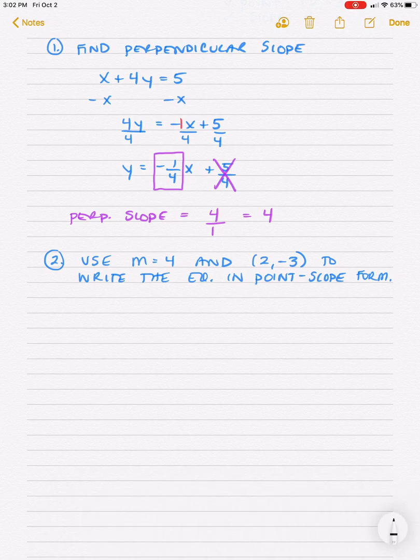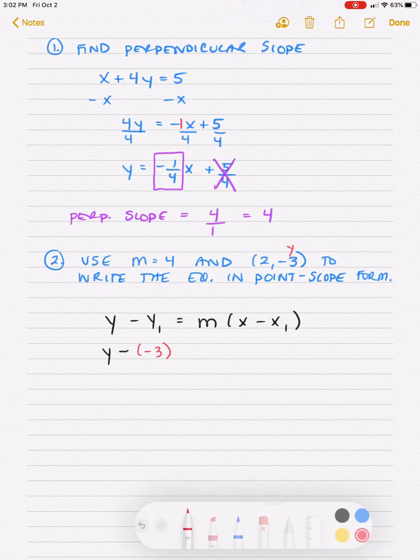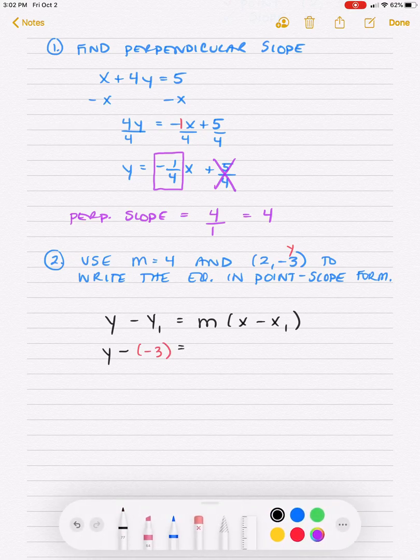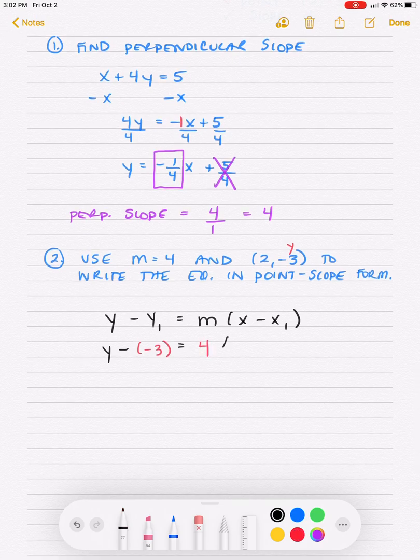So here's how this is going to work. Here's our point slope form. It goes y minus y sub 1 equals m times x minus x sub 1. We're going to start by going y minus, and I'm going to substitute in the y coordinate, which is going to be the -3. And it equals my slope, and I'm going to substitute in 4 for the m, and it's going to go x minus, and my x coordinate right here is going to be 2. So that is how we plug in the slope and plug in the point.